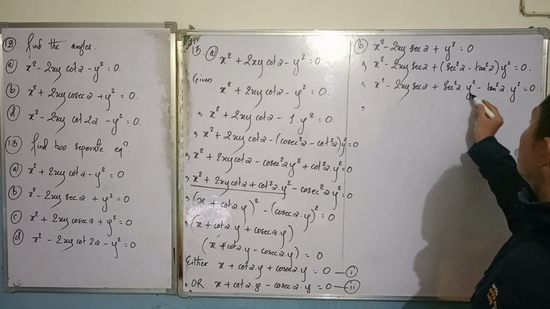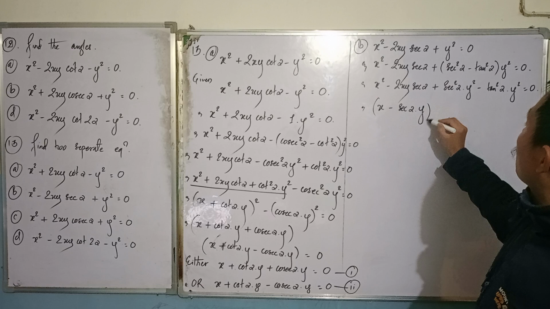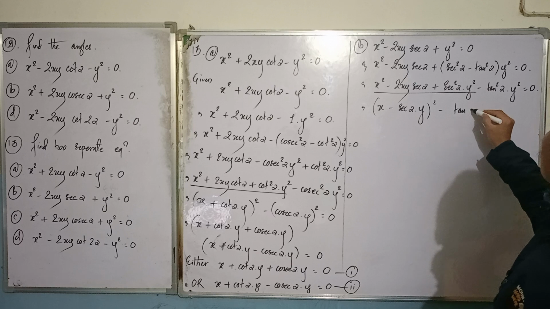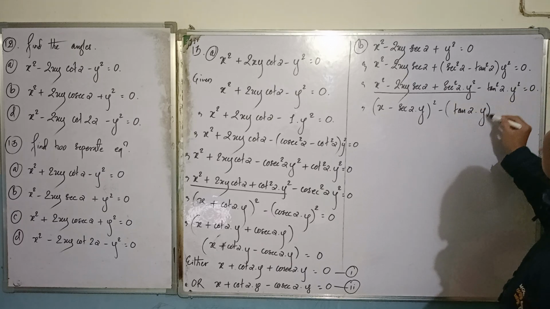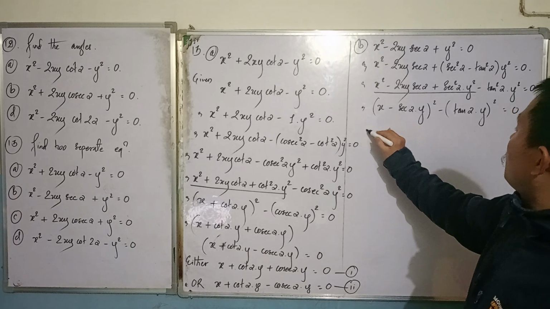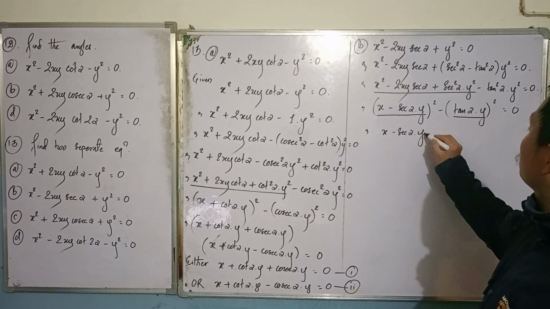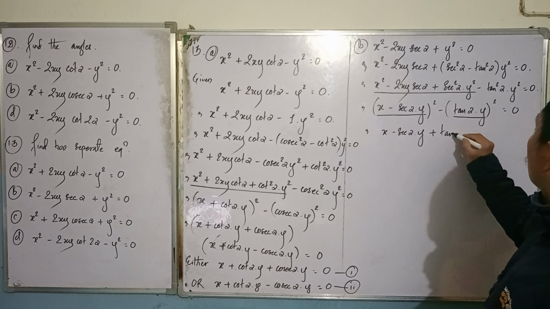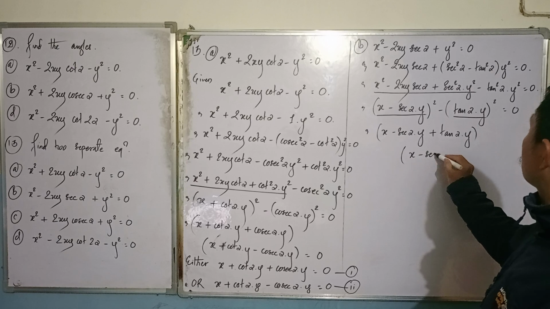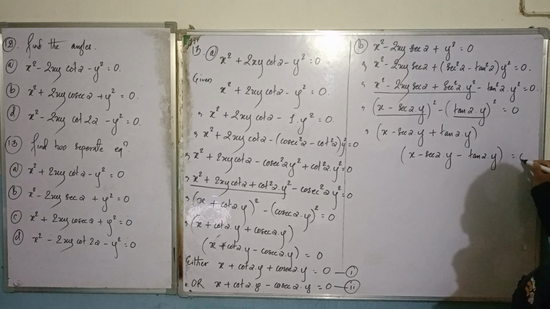Now this part can be written as x minus sec alpha y whole squared, minus tan alpha y whole squared equals 0. After this, a squared minus b squared can be written as x minus sec alpha y plus tan alpha y, and x minus sec alpha y minus tan alpha y equals 0.